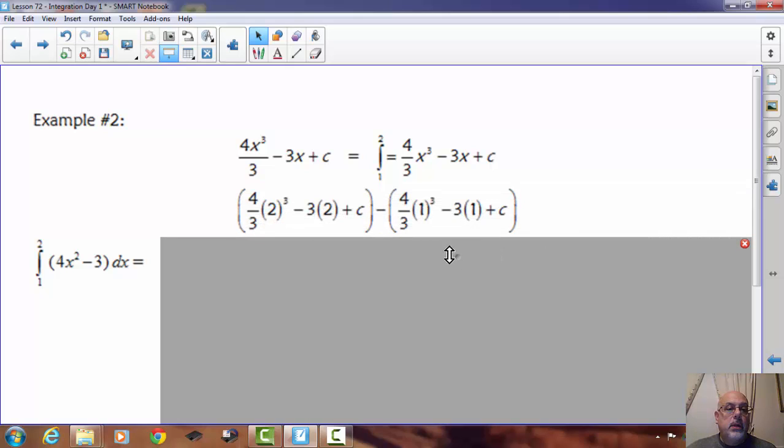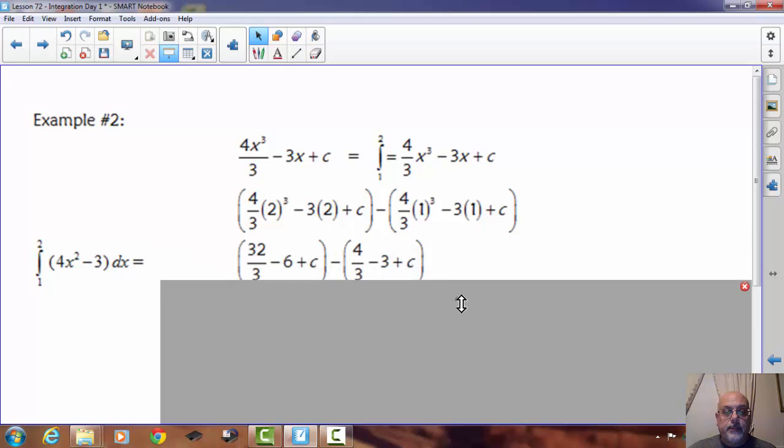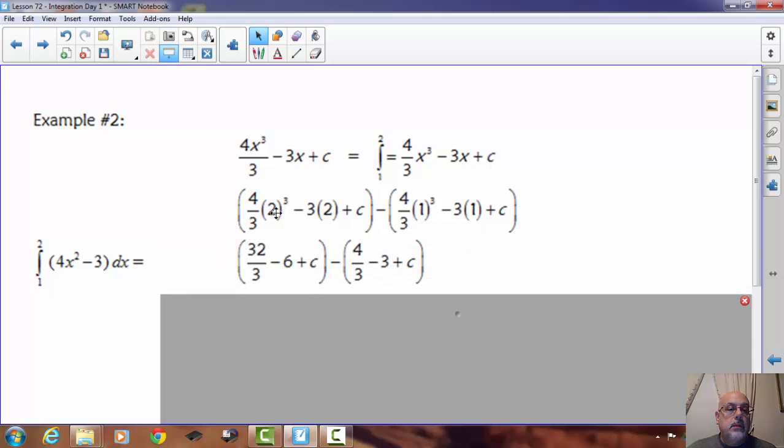So again, we're going to take this function, 4/3 x cubed minus 3x plus c, and the upper limit is 2, so we put the 2 into the x, minus, the lower limit here is 1, so we're going to put the 1 into the x. So when we evaluate this, 2 cubed is 8, times 4 is 32 over 3, that's where that came from. Minus 6 plus c, minus 1 cubed is 1, 1 times 4/3 is 4/3, minus 3 plus c.